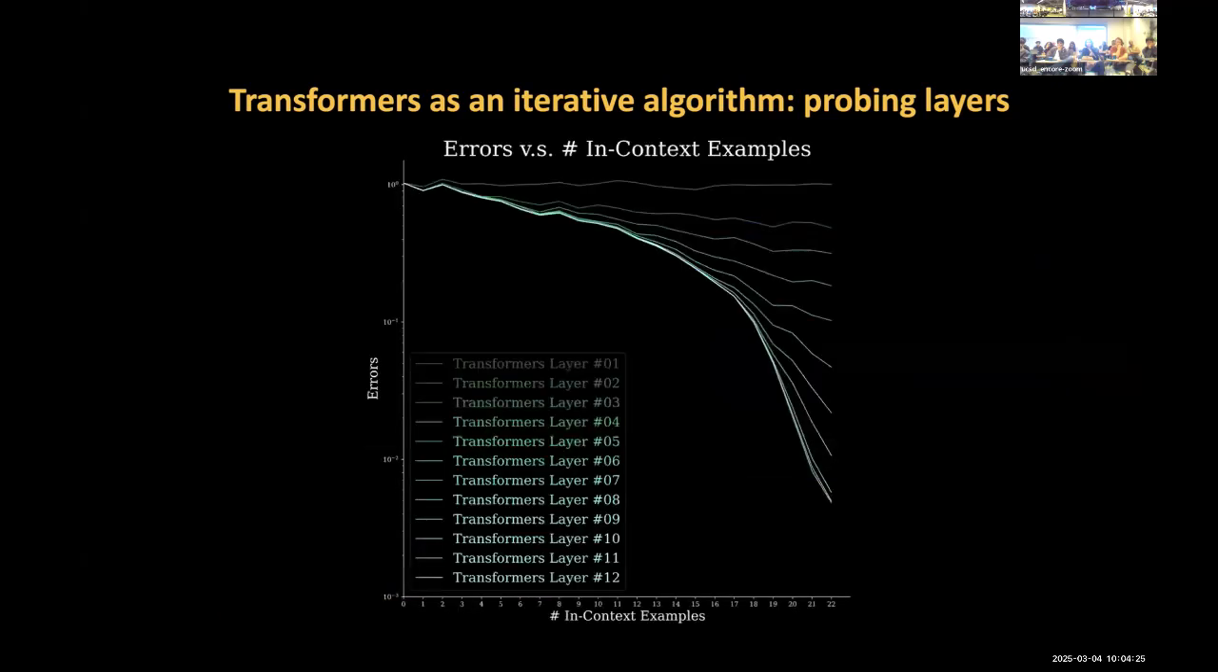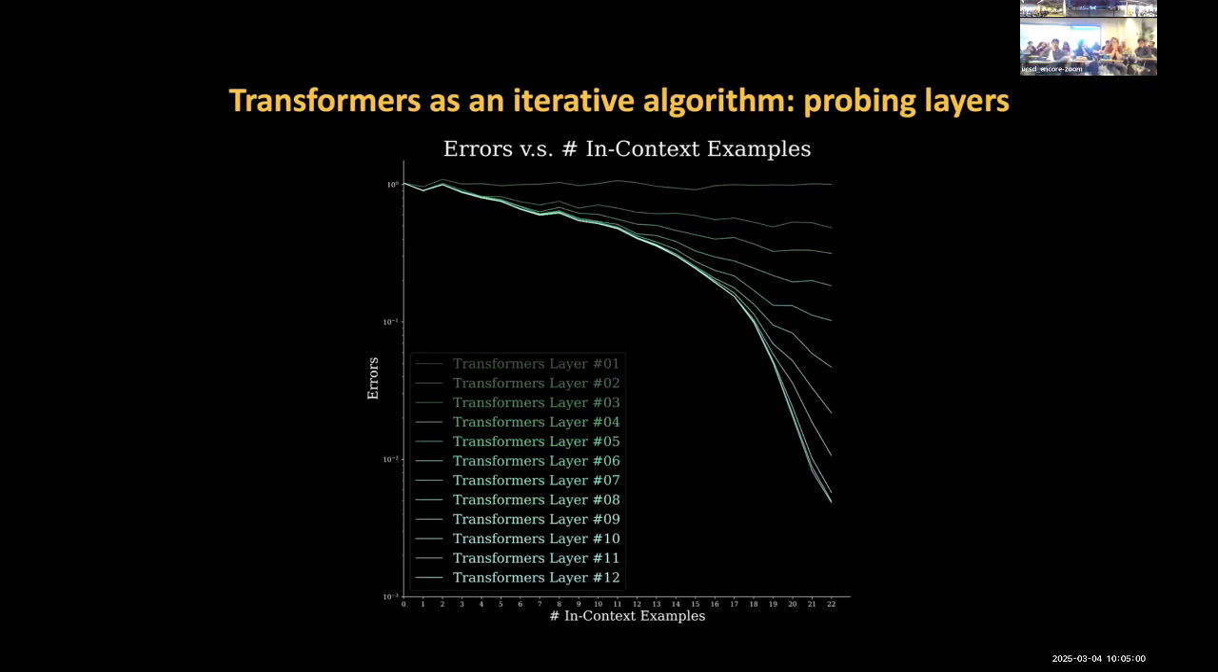By doing this, we get this plot which I briefly flashed before. The x-axis here is the number of in-context examples from 1 to 20 or so. The y-axis is the error on a log scale. All of these lines denote the error of different transformer layers. Brighter lines denote later layers. And what we see is that the error goes down across different layers, so later layers are getting a smaller error. The transformer is doing something iterative, refining the estimated answer as you go from layer to layer.